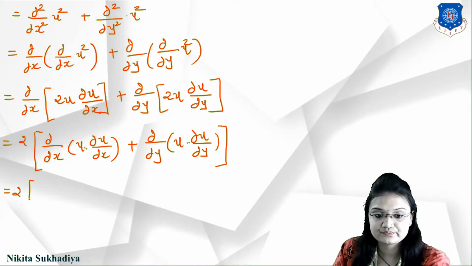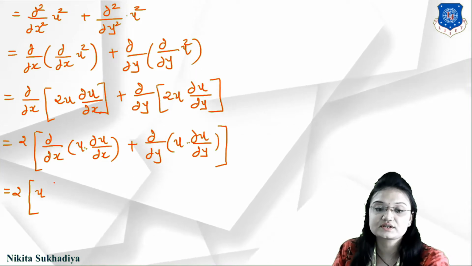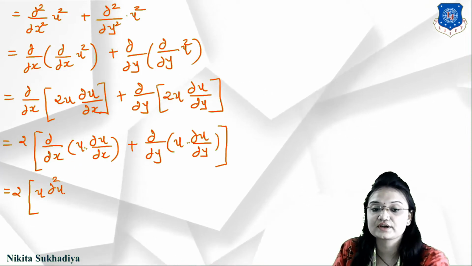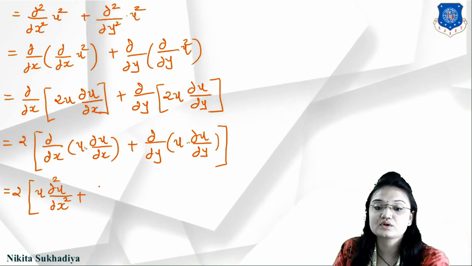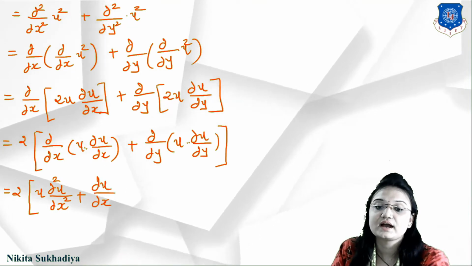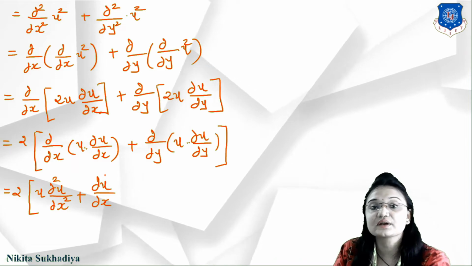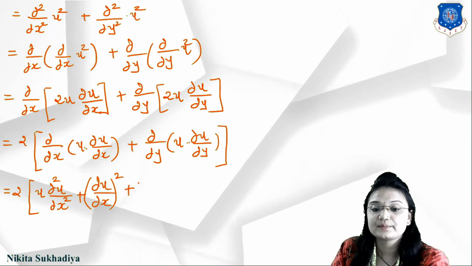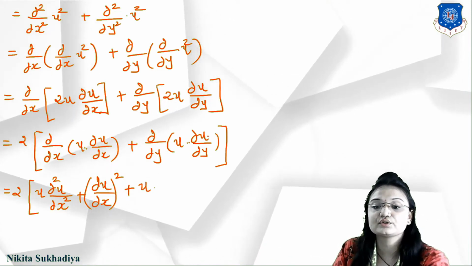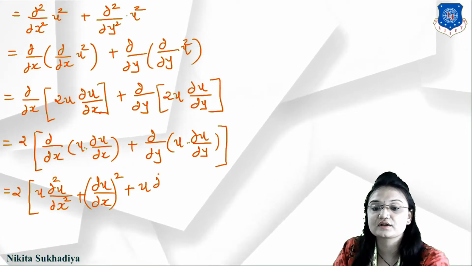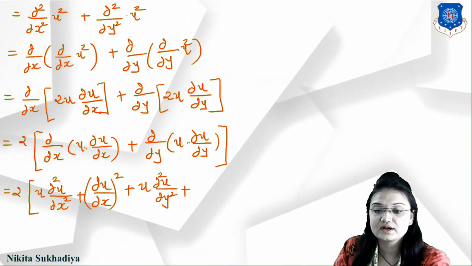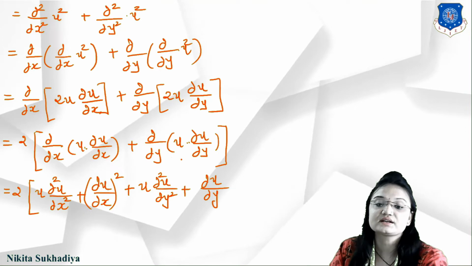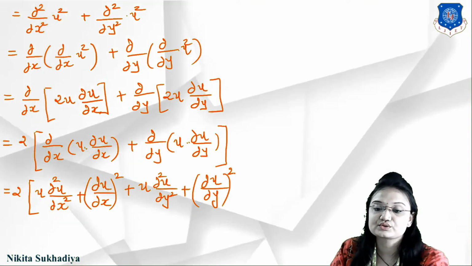So this is 2 times: first u constant, derivative of del u by del x with respect to x, so this will become del square u by del x square, plus second constant, del u by del x constant, and derivative of u with respect to x, so this will become again del u by del x, so I can write it like this, del u by del x raised to whole square, plus again here u constant, derivative of del u by del y with respect to y, so this will become del square u by del y square, and plus del u by del y constant, and derivative of u with respect to y, so this will become del u by del y whole raised to square.